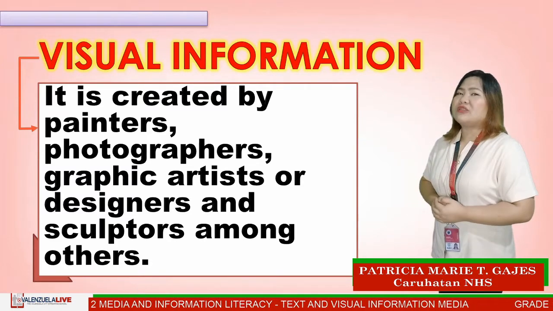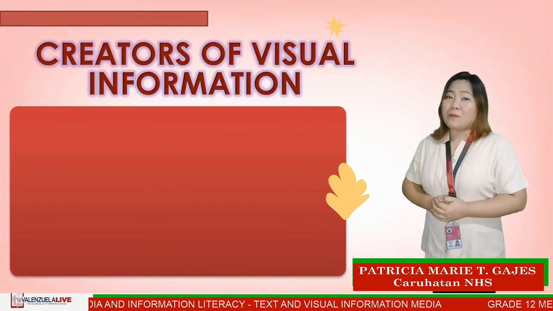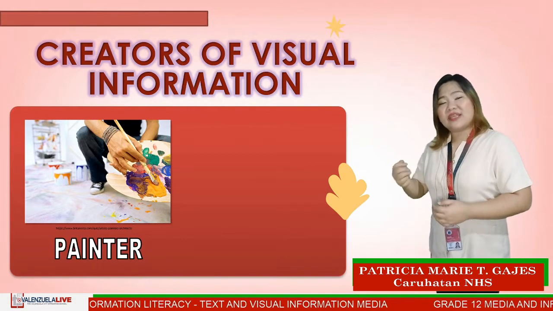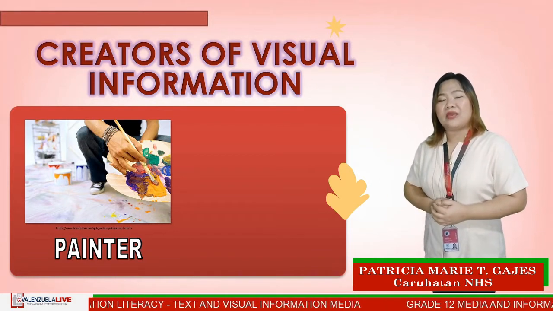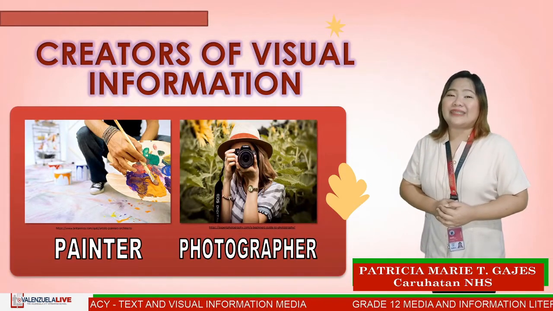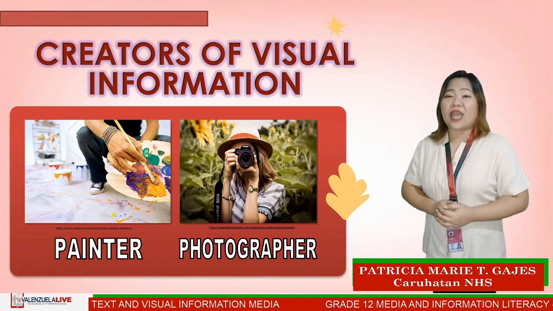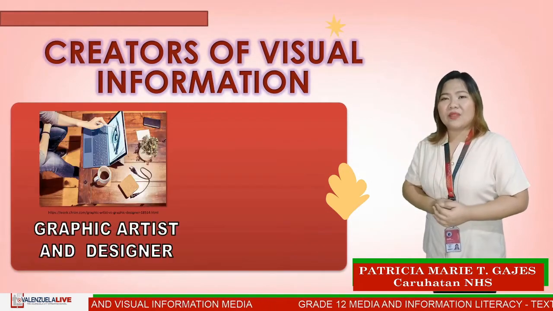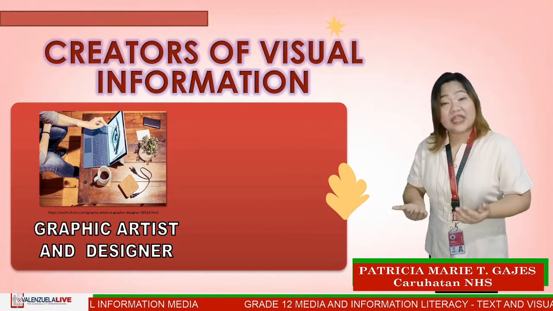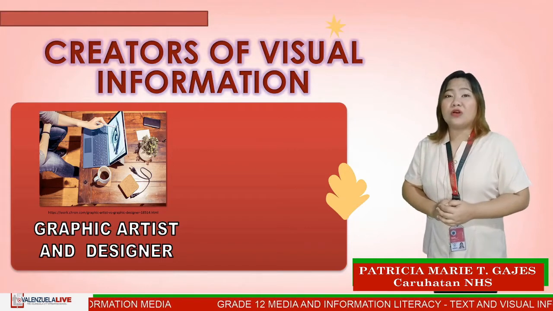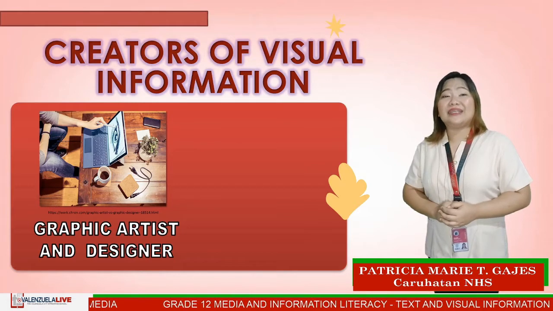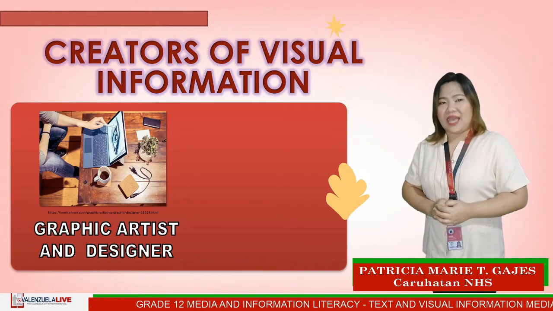Here are the creators of visual information. Number 1, the painter produces a work of art with colors, lines and shapes using paint as a medium. Number 2, the primary job of the photographer is taking pictures or images using a camera. Number 3, the graphic artist or designer sets the images, illustrations, charts, and tables on the manuscript. He is also responsible for the artwork and design using electronic media.